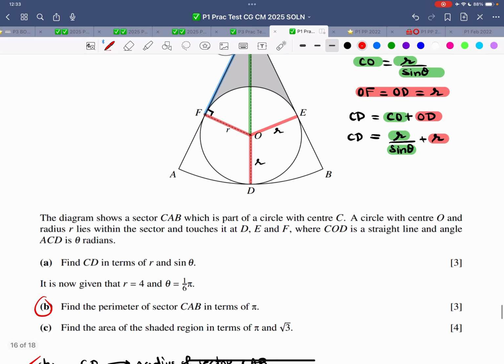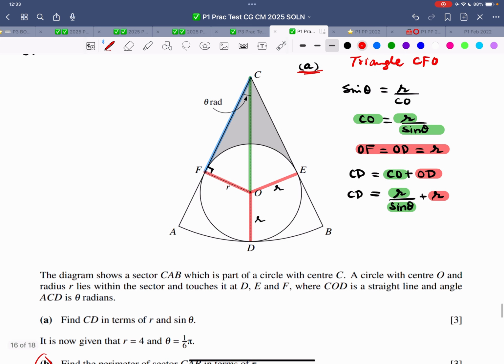The area of the shaded region in terms of pi and root 3. Now for the area of the shaded region, find the area of this sector. That goes like this, that is this sector. So radius will be R, angle will be pi by 3 and pi by 3, which is 2 pi by 3. So let me write over here 2 pi by 3, radius is 4. You find the area of the sector, that's one thing, keep it aside.